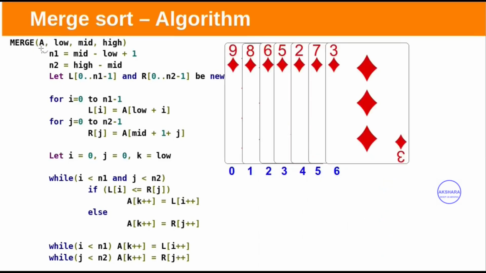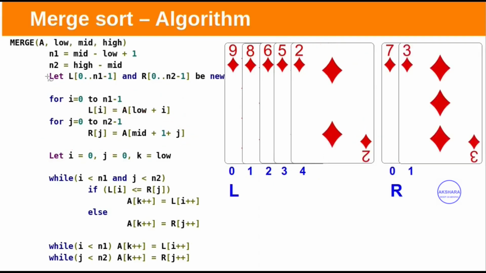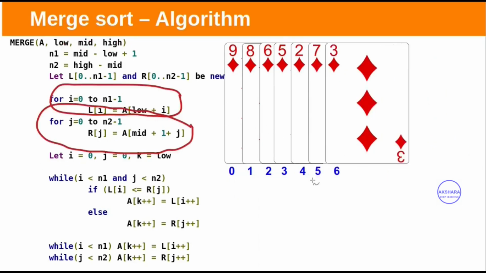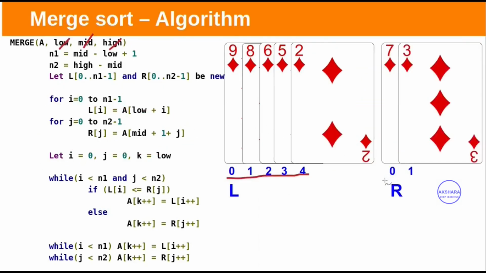See here, in implementation, we use a single array A. The elements from index low to mid will be copied into this left subarray L. Similarly, the elements from mid plus 1 to high will be copied into this right subarray. Suppose here low is 0, mid is 4, and high is 6. Then this left subarray will contain low to mid, and this right subarray will contain from mid plus 1, 5 to 6. So they are stored in this right subarray.